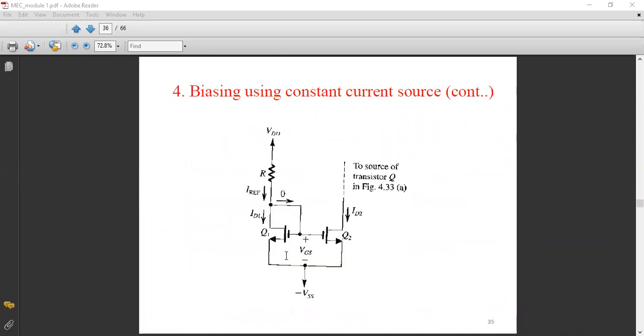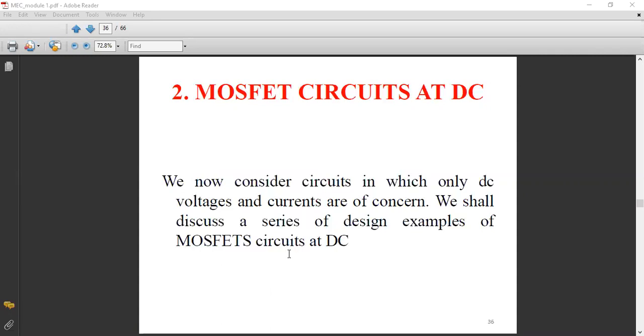Now coming to numericals, take down the next heading: MOSFET circuits at DC. As the name indicates, here we are going to analyze or design some MOSFET circuits which are operating only under a DC supply. So we don't deal with any AC signals. We will give some DC input to these MOSFET circuits, and we will analyze or design the circuit. You know the difference between design and analysis.